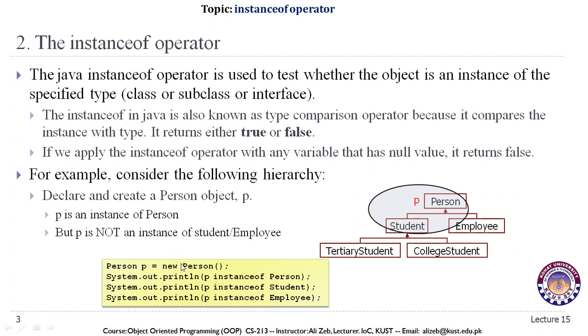These print statements should return a true or a false to us. In the first case, we understand that p is an instance of the Person class, as we can see over here. It should return true. In the second case, p instanceof Student, which is not the case, and it should return false. The same is for the third example, p is not an instance of the Employee class and it should return false.